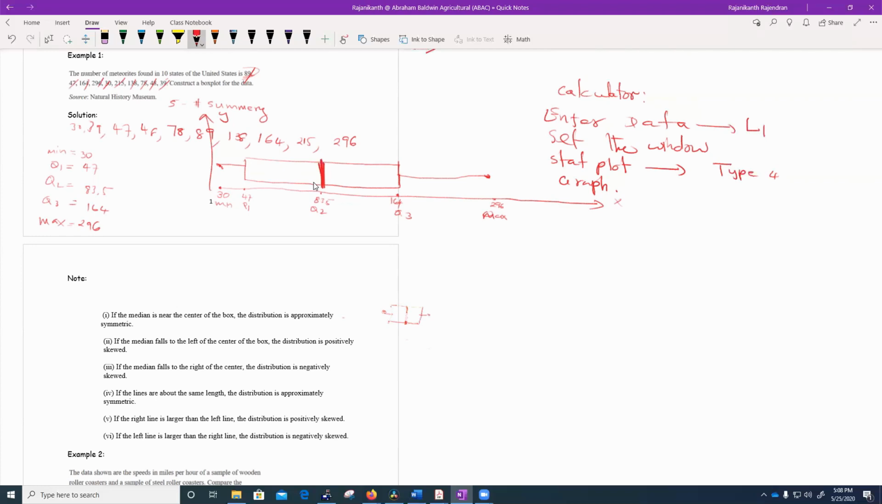But what about this one? In this one, the median line is now a little bit to the left side of the middle point of your box. The middle point will be somewhere here. But if you see your median line left of this point, that means, in other words, you have more space in the right side. So if you have more space in the right side than the left, then the distribution is positively skewed or skewed to the right.